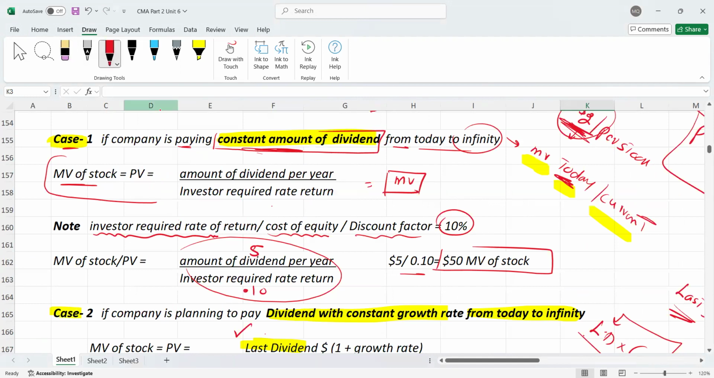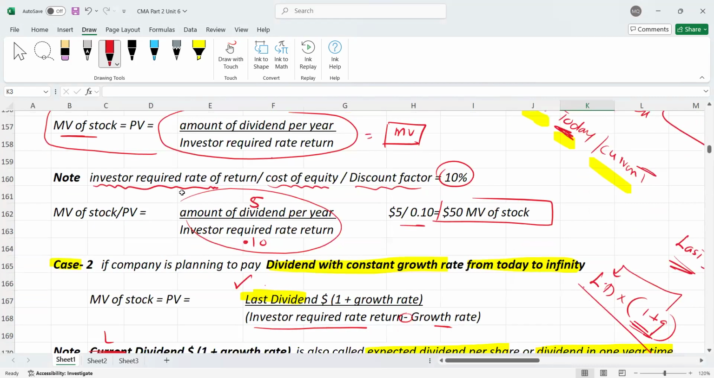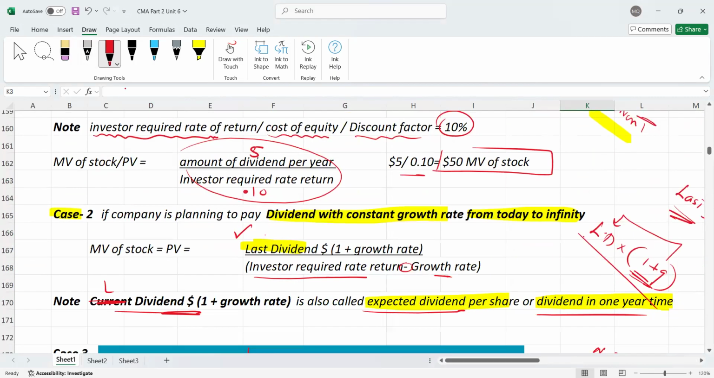Okay, what is the formula? This is the actual formula: amount of dividend per share divided by investor required rate of return. And the second scenario was if your dividend is growing with a constant percentage, but it is growing from today to infinity, and again you want to calculate today's market value or current market value, then you will apply this formula: last dividend into 1 plus growth divided by investor required rate of return minus growth rate.